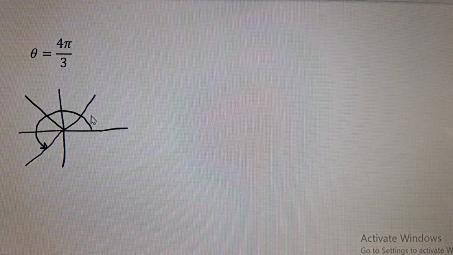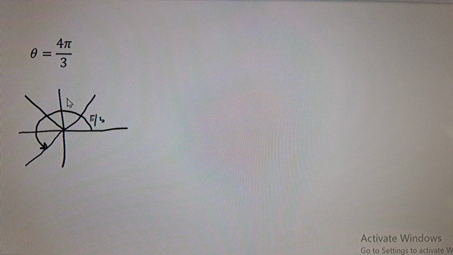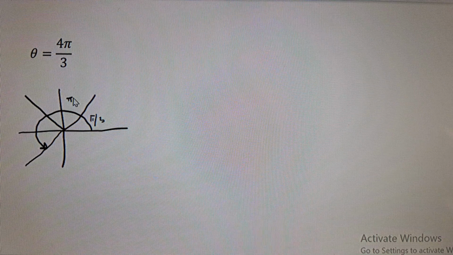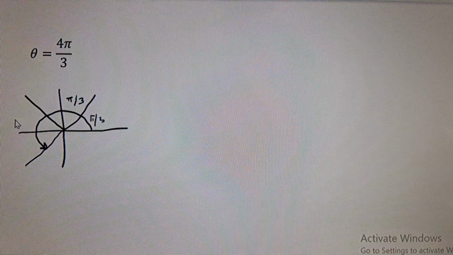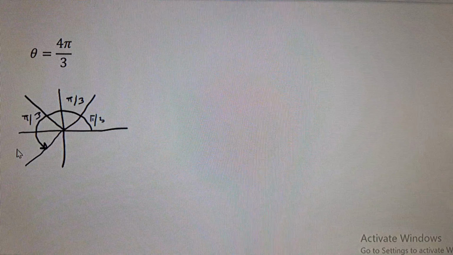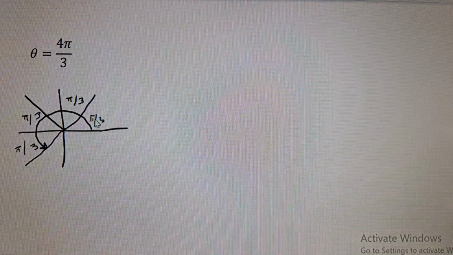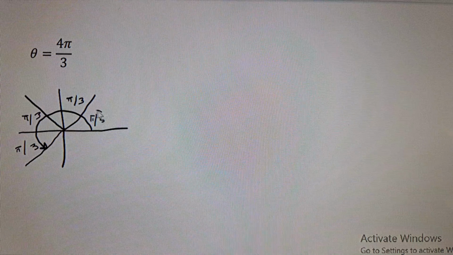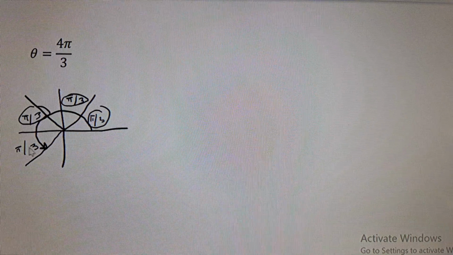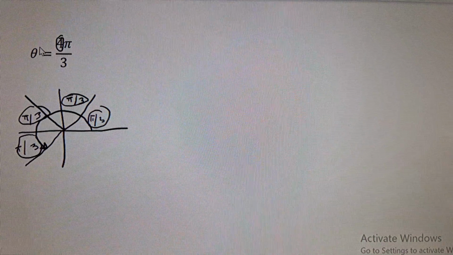So that's going to be all the way up to here. So remember that this is going to be pi over 3 here, another pi over 3 here, another pi over 3 here, and another pi over 3. So we have 1, 2, 3, 4 pi over 3.